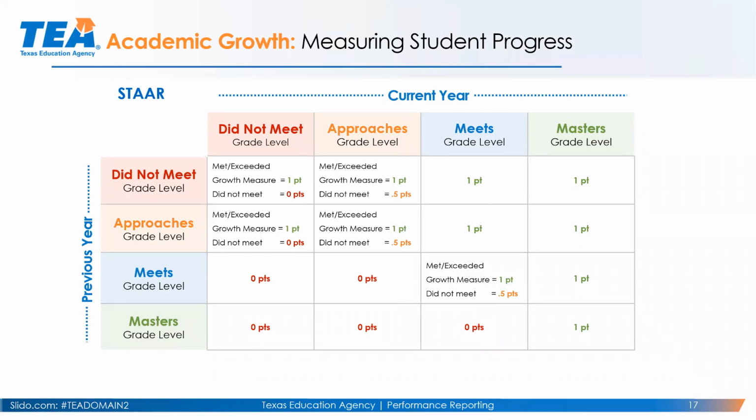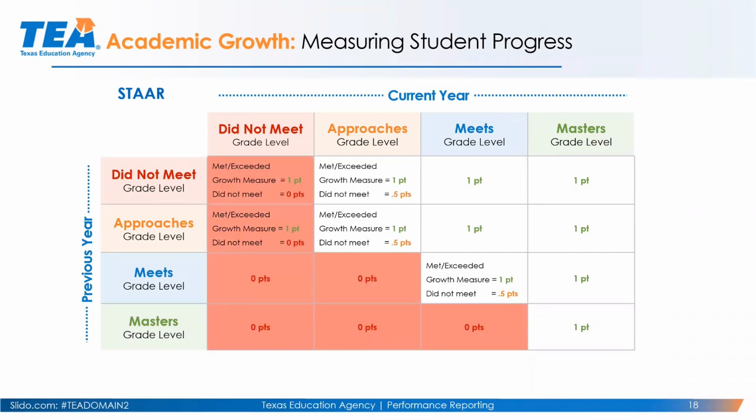Okay, let's do another example. A student had approaches grade level performance in the previous year and approaches grade level performance in the current year. If the student's progress measure was categorized as limited, then the student did not meet growth expectations for the STAAR progress measure. However, the student did pass the STAAR test in the previous year at the approaches grade level and also passed in the current year at the approaches grade level. So although the student did not meet the STAAR progress measure growth expectations, the student did maintain proficiency. So the student is awarded half a point of credit in this example.